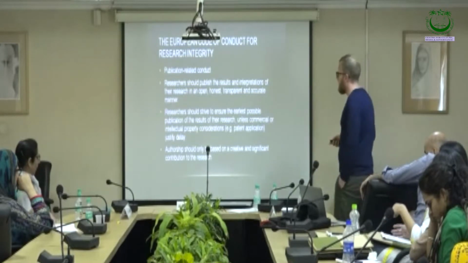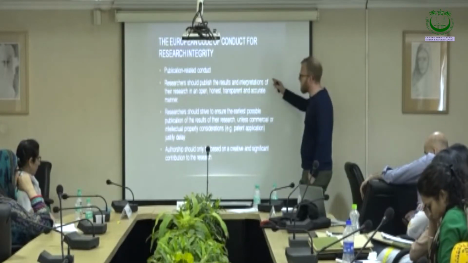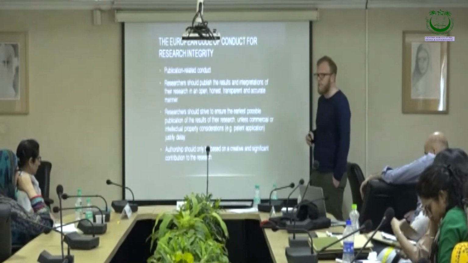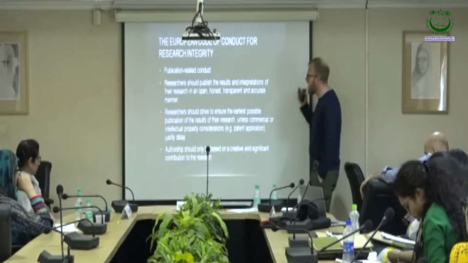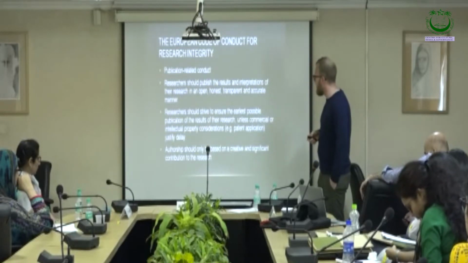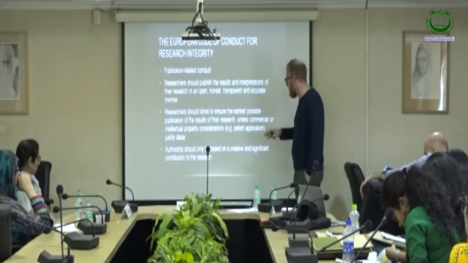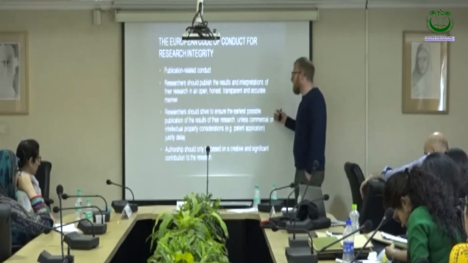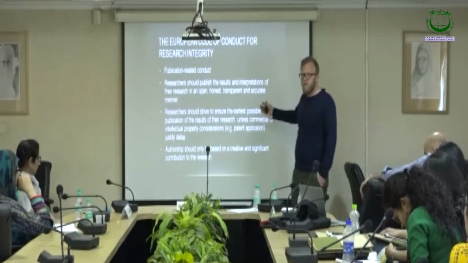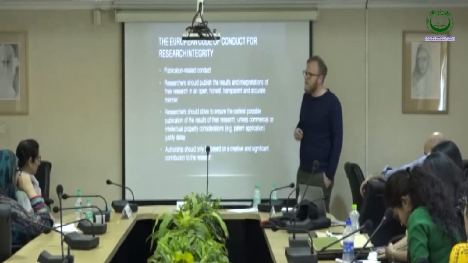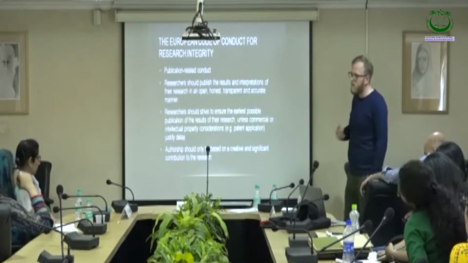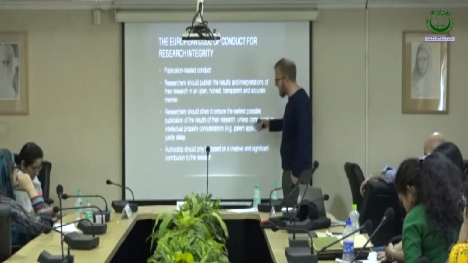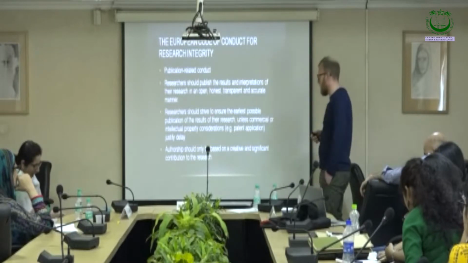Publication-related conduct. Researchers should publish results and interpretations of their research in an open, honest, transparent, accurate manner. And we talked a bit about that already yesterday. Transparency being so important here. Researchers should try to ensure the earliest possible publication of the results of the research, unless there are commercial or intellectual property considerations. Yeah, that in the social sciences is maybe less of an issue than in physical or medical sciences, I think at least. And we know that it often takes time to get stuff published.